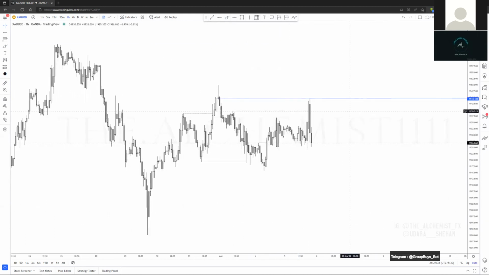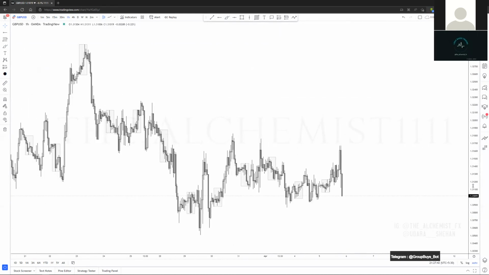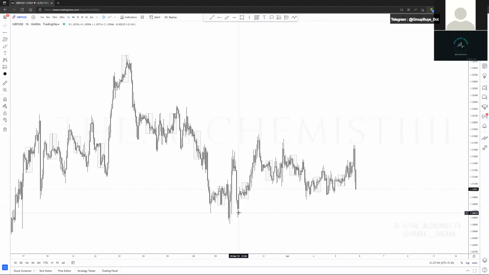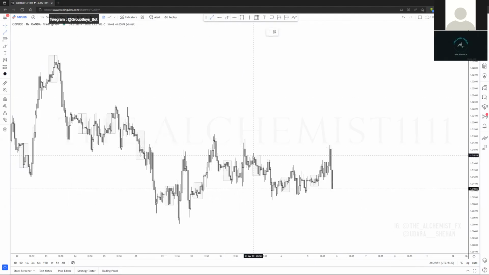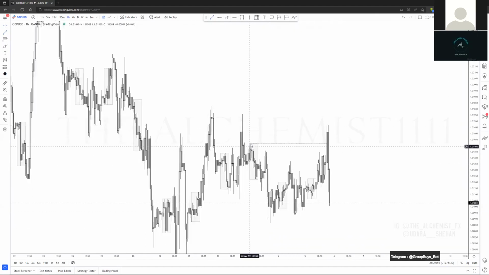So that is how we can use maybe a rejection block and everything. Can you understand that? I hope so. So here the liquidity was the little wick, the little equal height. This right here is actually the most important type of liquidity. This is an Asian high.